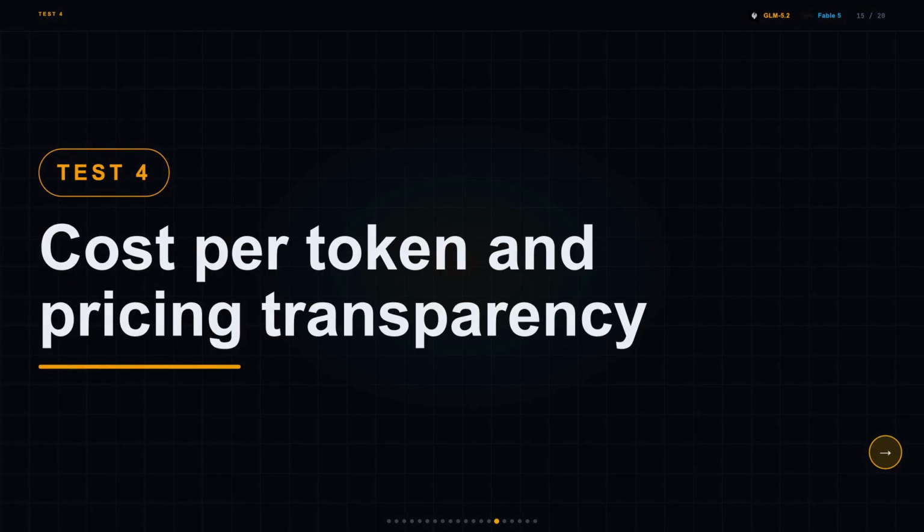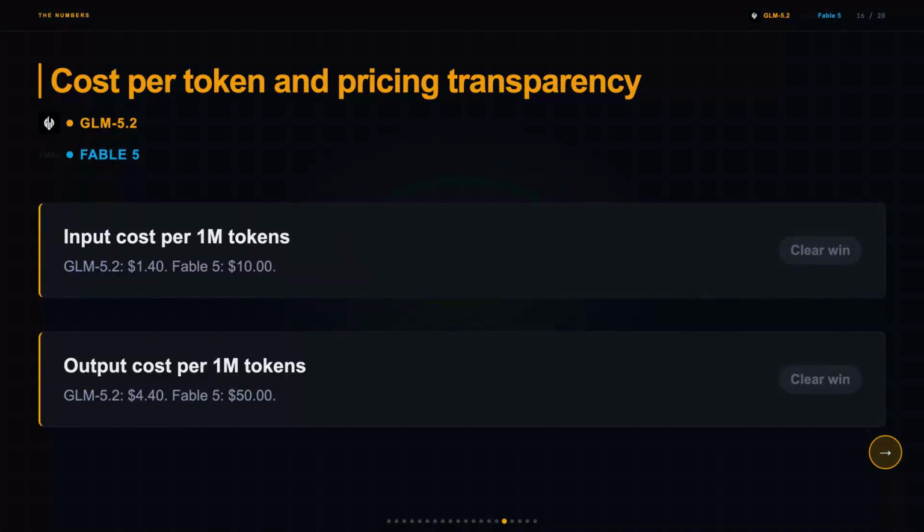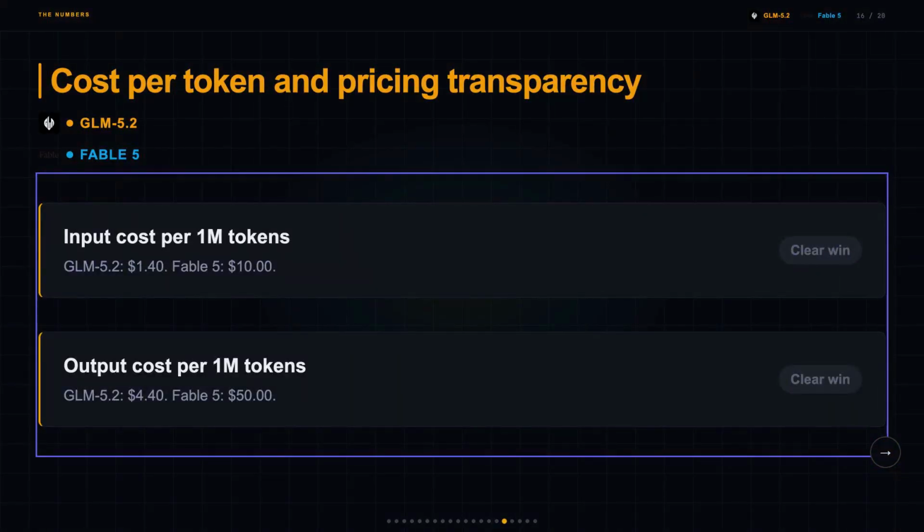Your product gets traction. The API bill shows up, and it's 5 times what you modeled. That's not bad luck. That's what happens when you pick a model without checking the output token price. Because output tokens are where the real cost lies, and the difference between these two on that line item is not small. Alright, so I pulled the official API pricing for both, and the gap is honestly hard to believe.